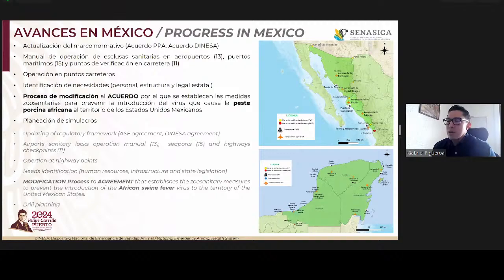And to attain this, here is the progress made so far in Mexico. First, in Mexico, we are currently working on the update of our regulatory framework for African swine fever. Basically, we have two specific documents. One is an agreement for actions and measures to prevent the entry of this disease into the country. And then we have the DINESA agreement, which is our national device for animal health. Both documents have already considered the implementation of border control to protect these areas that are important because of the exports.